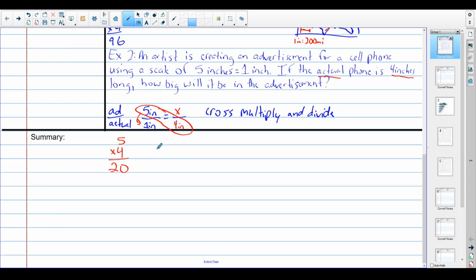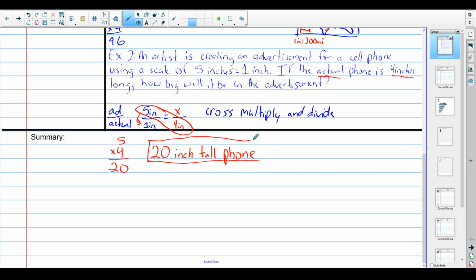So in the advertisement, we'll have a 20-inch tall phone. And that's it. Nothing's really changed. It's just a different new vocabulary, scale, right? We're still just writing proportions. We're still just solving proportions.